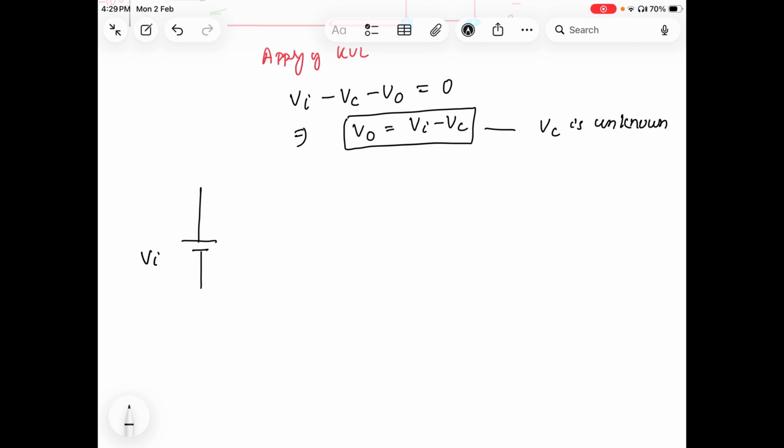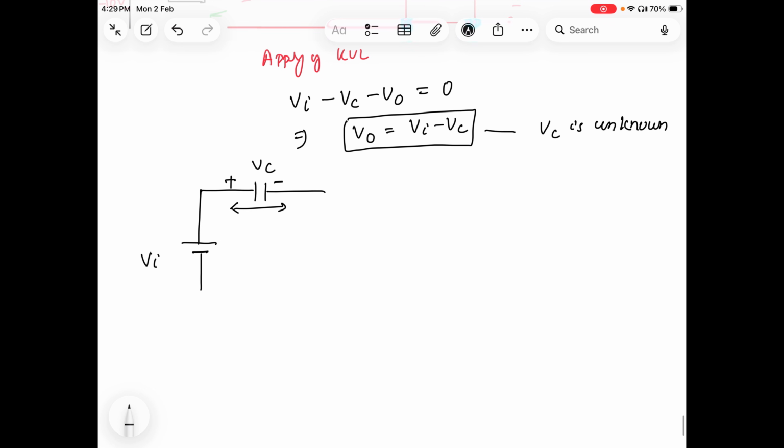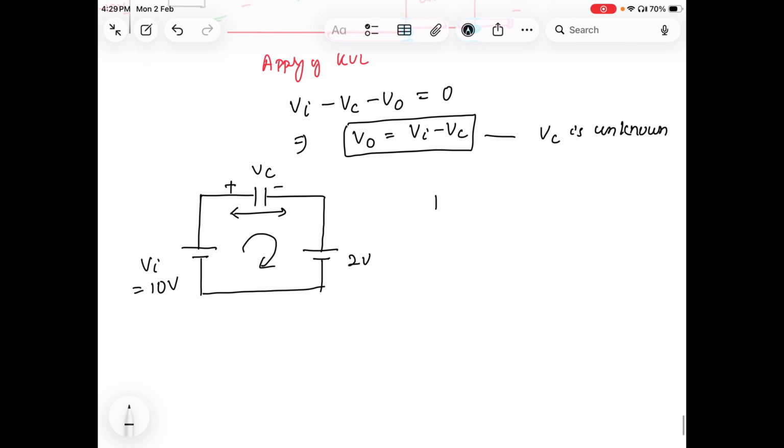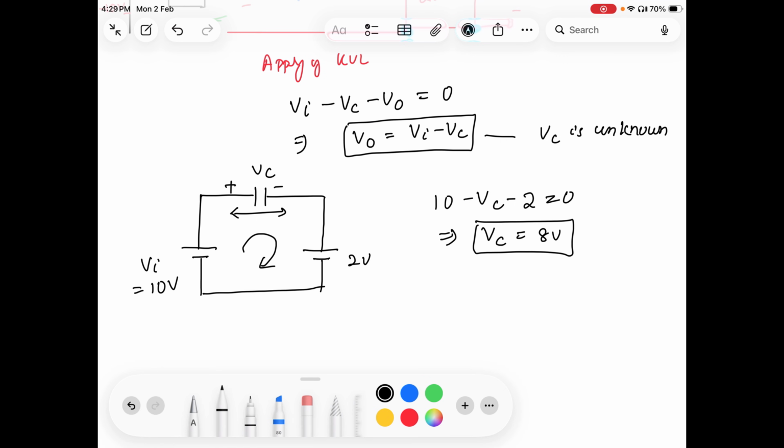This is your Vi. This is the voltage drop Vc, this side plus and this side minus, and the diode is forward biased, so only 2 volt is left. This is your 2 volt, and this is your Vi equal to 10 volt, as I'm taking the positive half cycle. Applying KVL here, we get 10 minus Vc minus 2 volt equal to 0. So the voltage across the capacitor is 8 volt.